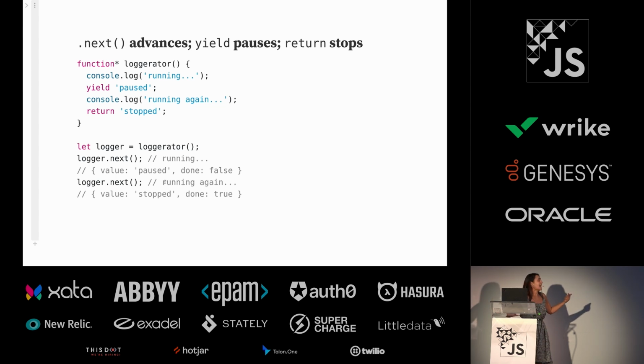But when I call next again, as we said, it picks up where it left off. So it starts running right after that yield, which means it's going to log out that running again. And then in this case, it could maybe have hit another yield and paused again. But in this case, it hits a return, or maybe the end of the function. In this case, we can return a value as well, instead of just returning undefined. So that value, stopped, is going to come out in the final call to next, along with the done true telling us we're done with iteration.